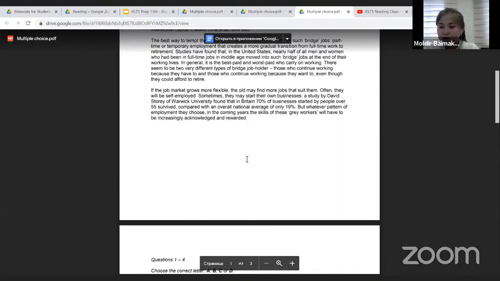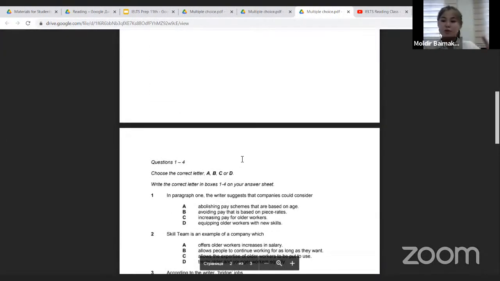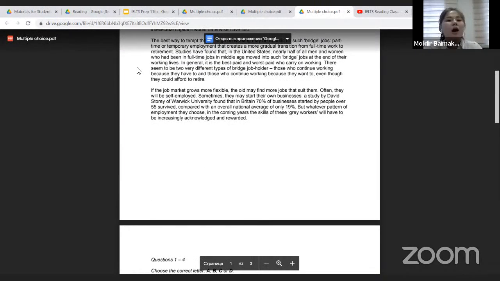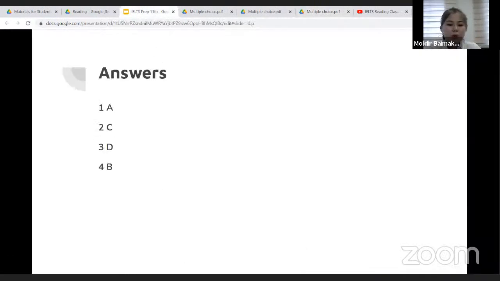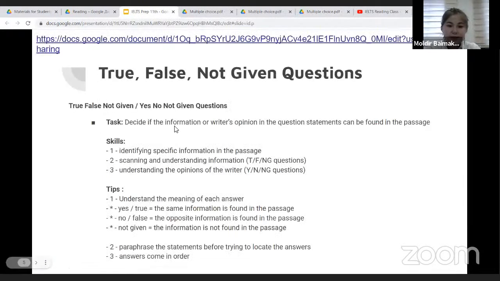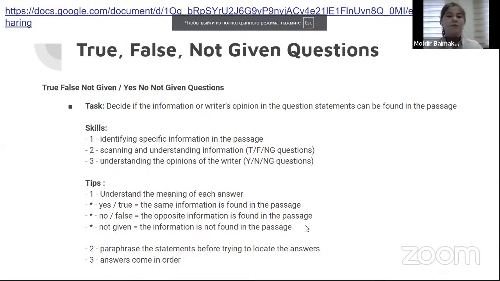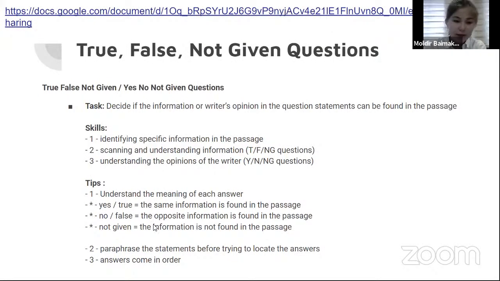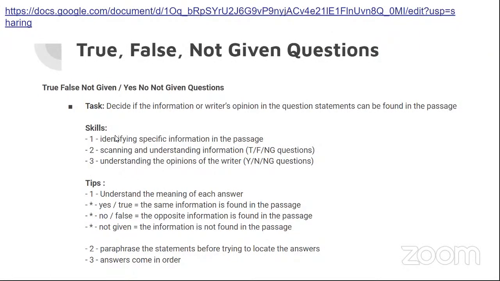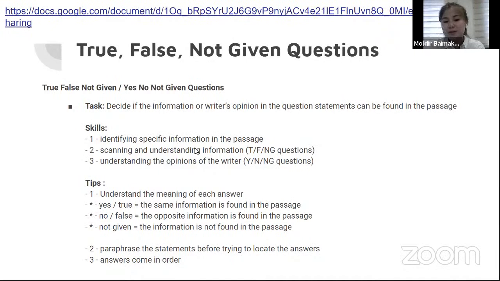Do you have any questions about the structure, or anything to ask? Nope. Okay, then we go to the next one, which is true, false, not given. We're running a bit late, so I will go through quickly. What kind of skills do you need here? Identifying specific information in the passage. It means you have to find this fact in this passage.